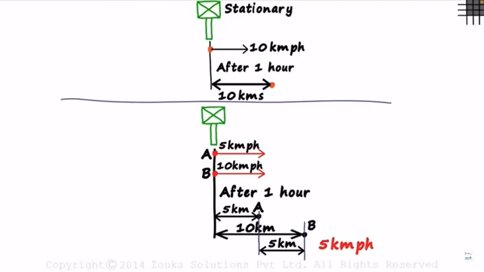The gap between them increases by 5 kilometers every hour. And how did we get this 5? It is the difference of the speeds of B and A. It is 10 minus 5 kilometers per hour. If two bodies leave at the same time and are traveling in the same direction, then the relative speed will be the difference of their individual speeds.